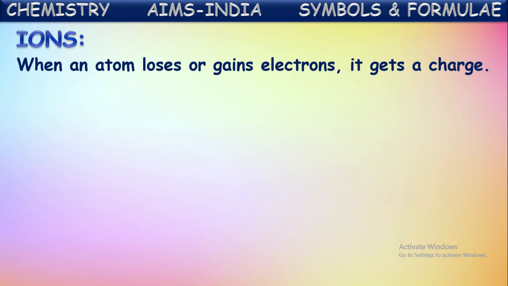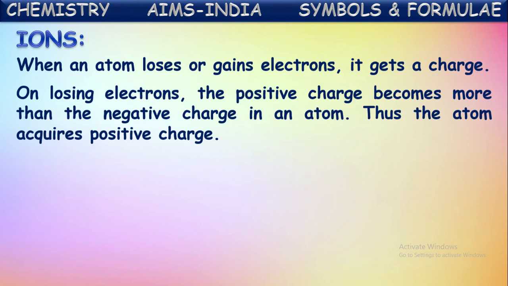If unstable, they will always be ready to become stable either by gaining or by losing electrons. Somehow they should acquire 8 electrons in their outermost shell. In acquiring 8 electrons, some elements lose electrons and some gain electrons. By either losing or gaining electrons, atoms acquire a certain charge. On losing electrons, the positive charge becomes more than the negative charge in an atom. Thus, the atom acquires positive charge.